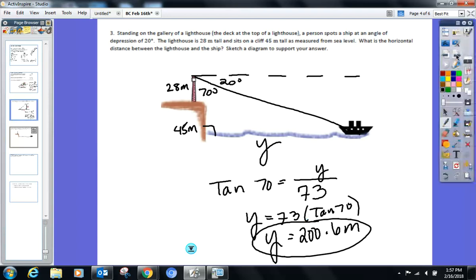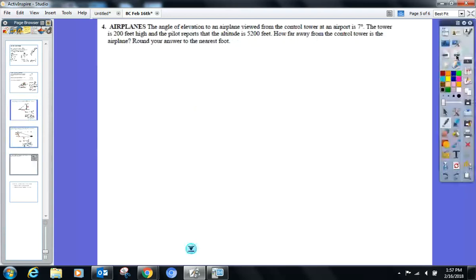Unlike the next one where I'm going to be walking around critiquing everybody and your artistic skills. No diagram provided here. I'm going to be the first one to go, so I'm joining the crowd. The angle of elevation to an airplane viewed from a control tower. Have you seen a control tower before at the airport? It's the tall building.